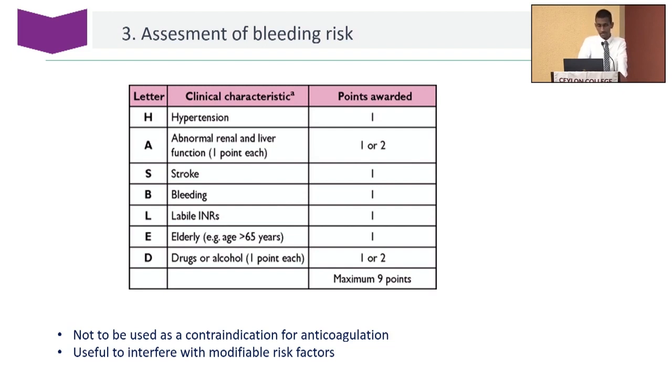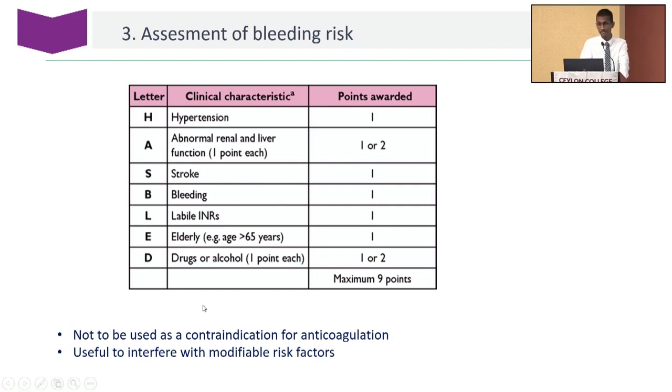L is for labile INR, because this was originally designed for warfarin patients. Elderly, drugs and alcohol. So the more factors you have, the more risk of bleeding. Now, this is not meant to be used to decide to give or not. You have already decided that you are going to give this patient a DOAC. The use of this is to intervene for these risk factors, right?